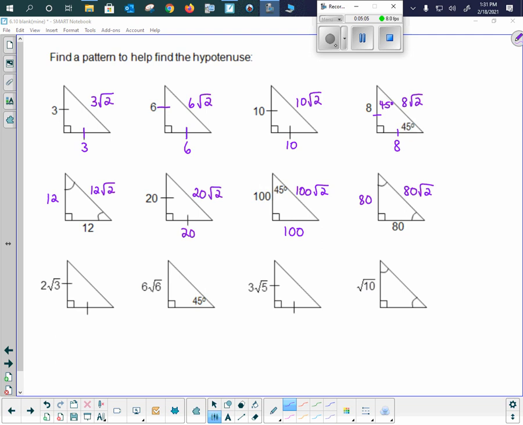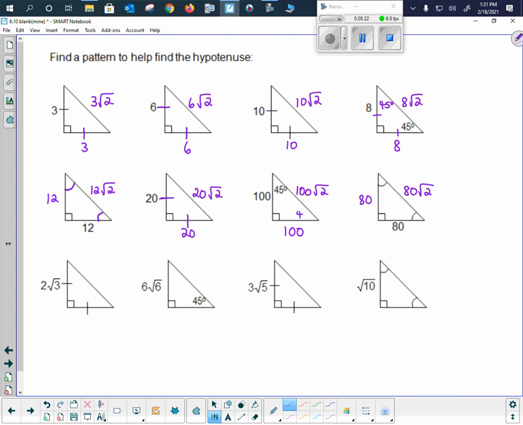Right, let's see how you did. So the first one, it's these two angles being equal that tell you it's a 45, 45, 90. So you should have lengths of 12 and 12 root 2. It's these two marks that tell you it's a 45, 45, 90. So lengths of 20 and 20 root 2.